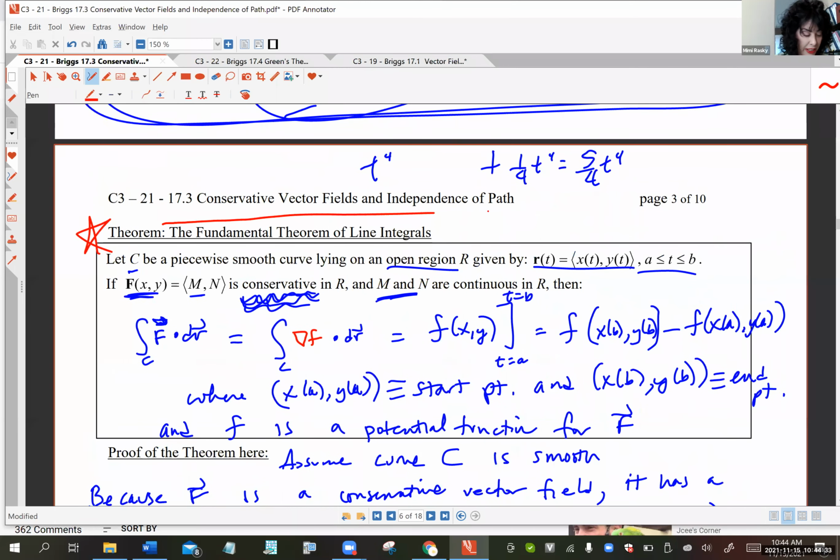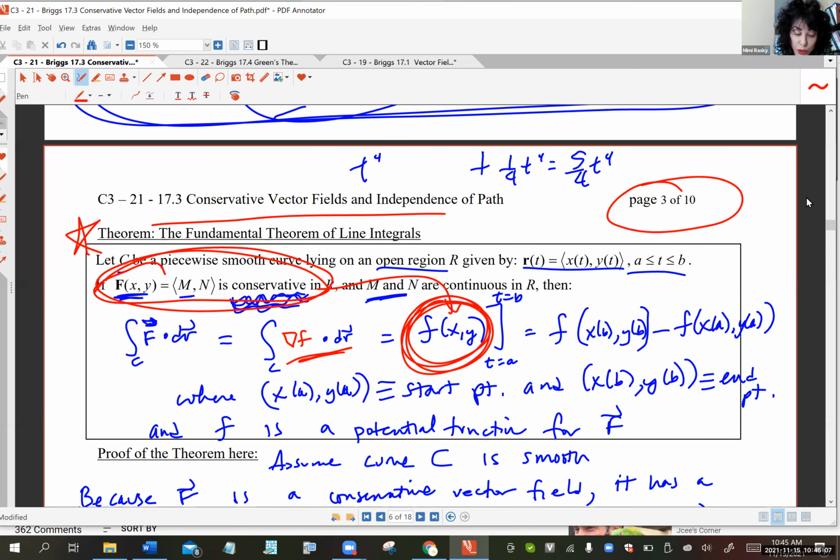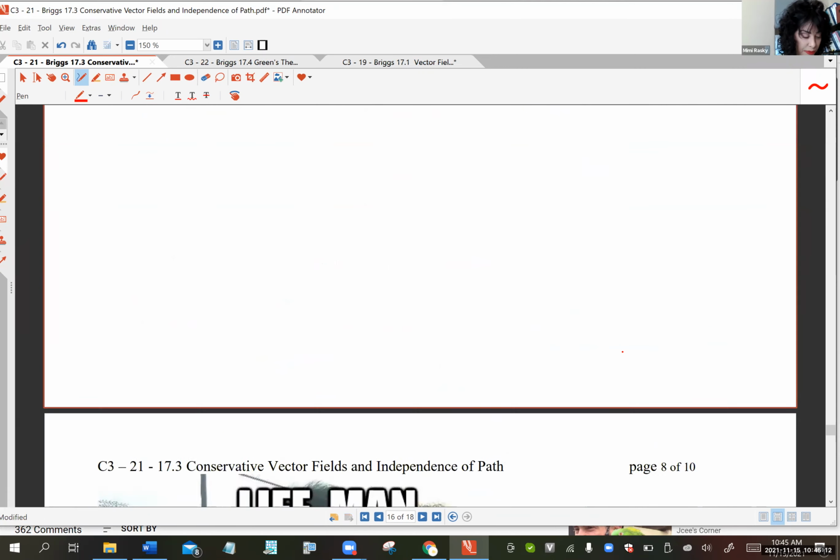So if you've got a conservative vector field, then the line integral is independent of path, and you don't care about the path, but the starting point and the ending point. And as long as you've got mama, you just evaluate between the starting point and the ending point. So now let's go check out the problem that we're trying to do at this moment. What are we trying to do right now? Well, we're in the middle of doing a line integral, right at this moment.